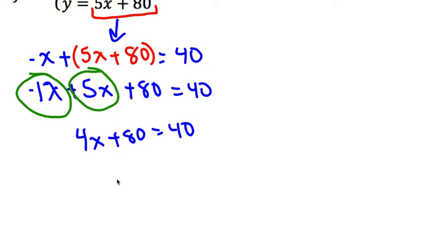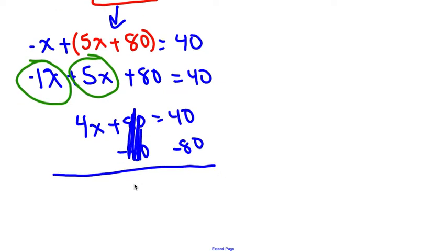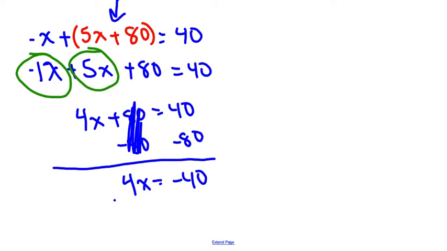So let's move the 80. Right now it's a positive 80, so we will do the opposite and subtract 80 from both sides. 80 minus 80 is 0, those are gone. 4x equals 40 minus 80, which is negative 40. And our last step is to divide by 4. So we know that x equals negative 10.